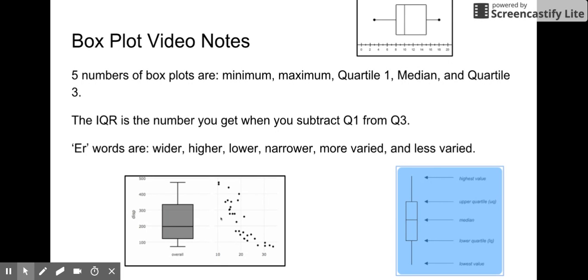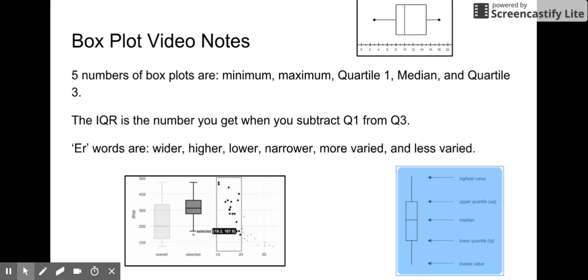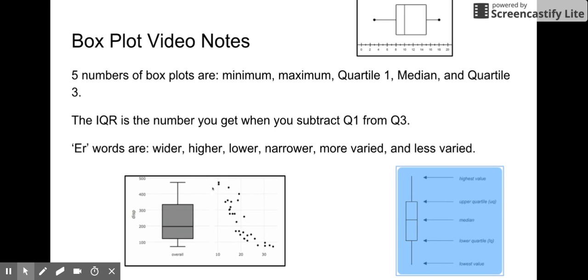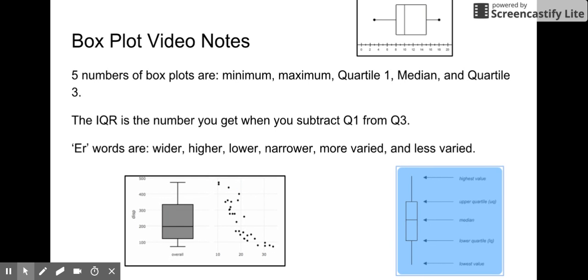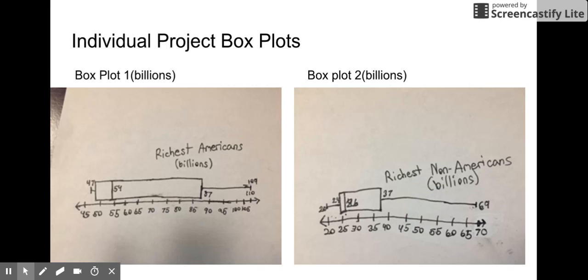69. The 5 numbers of a box plot that you need to know are the minimum value, maximum value, quartile 1, median, and quartile 3. The IQR is the number you get when you subtract quartile 1 from quartile 3. Words used to describe box plots are higher, wider, lower, narrower, more varied, and less varied. Here are my two box plots.